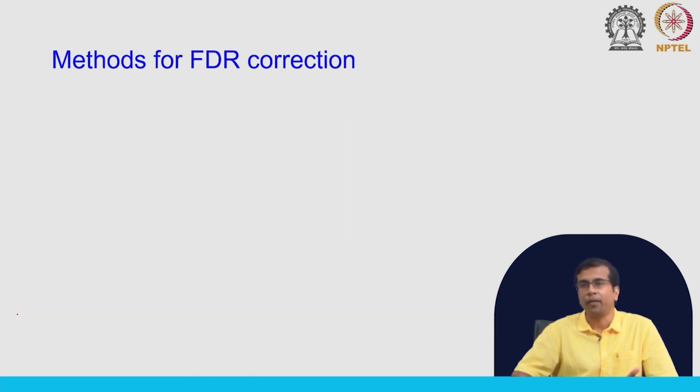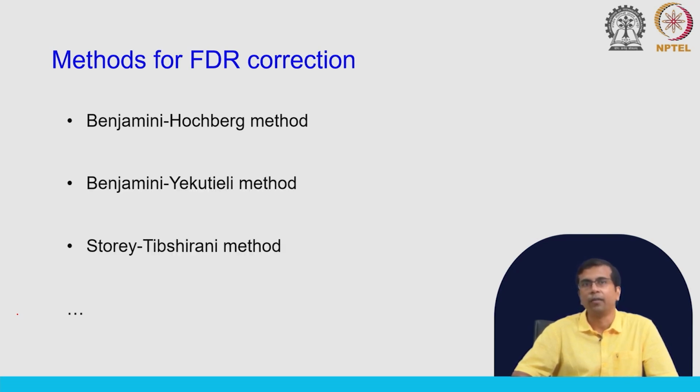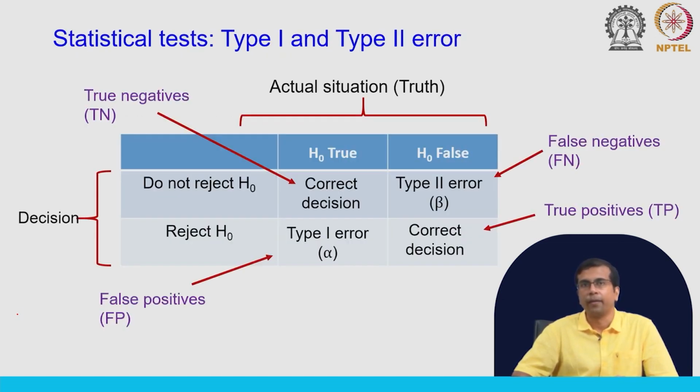There are different methods out there. The first and most popular one is the Benjamini-Hochberg method. You also have other methods, for example the Benjamini-Yekutieli method, and the Storey-Tibshirani method, which is called the Q value method. We will talk about the first, the Benjamini-Hochberg method, as it is the most popular one. For the rest, I will just give you the references, and of course you can have a look.